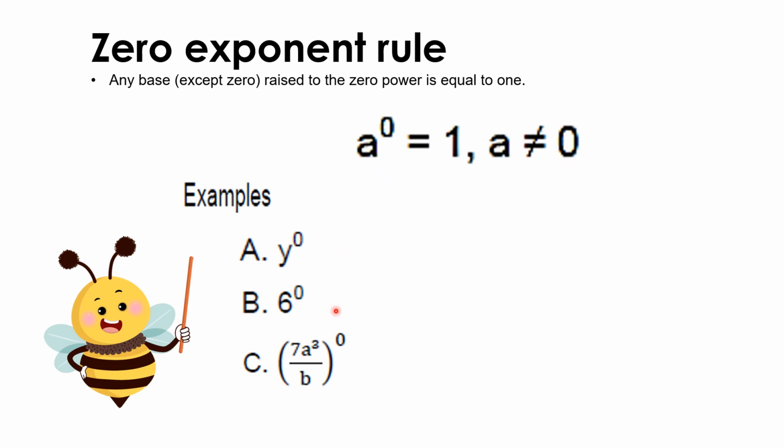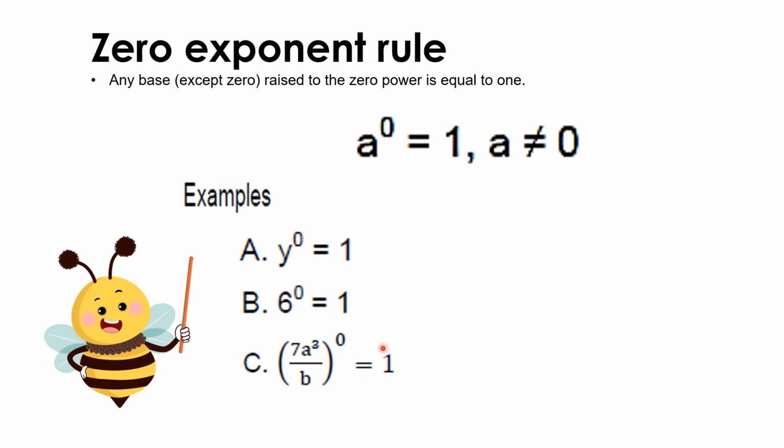So we have three examples here. We have y raised to 0. Since it is raised to 0, therefore the answer is 1. Another example, we have 6 raised to 0. So that is also equal to 1. And last, we have 7a cubed all over b raised to 0. No need to compute, no need to distribute 0 to each, or no need to apply power of a quotient and power of a power law, since we already know that it is raised to 0, therefore we can conclude that it is equal to 1.